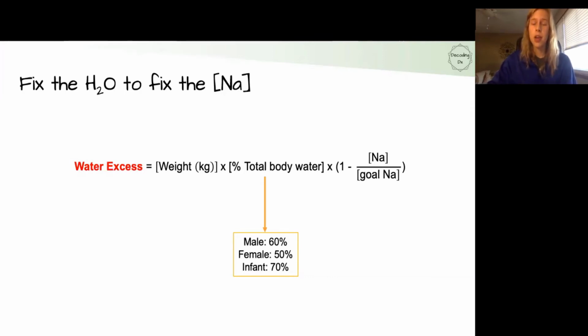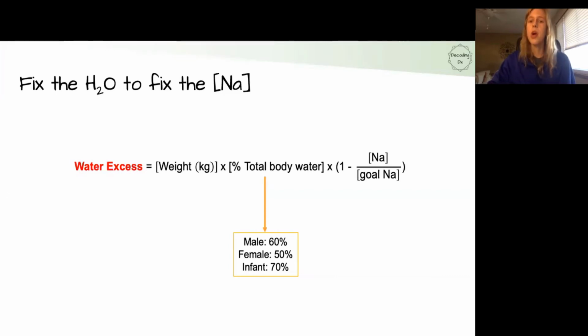To start off, you need to calculate the water excess. To calculate that, I have the equation here. So you need to know your patient's weight in kilos, which is pretty easy to get. The percent of total body water. Now this is an estimation that we make based on known characteristics of the human body. So again, this is an estimation, but it's pretty good for our purposes. So in general, in males, the percent total body water is 60% or 0.6. And in females, it's 50% or 0.5. And then infants, it's a little bit higher at 0.7.